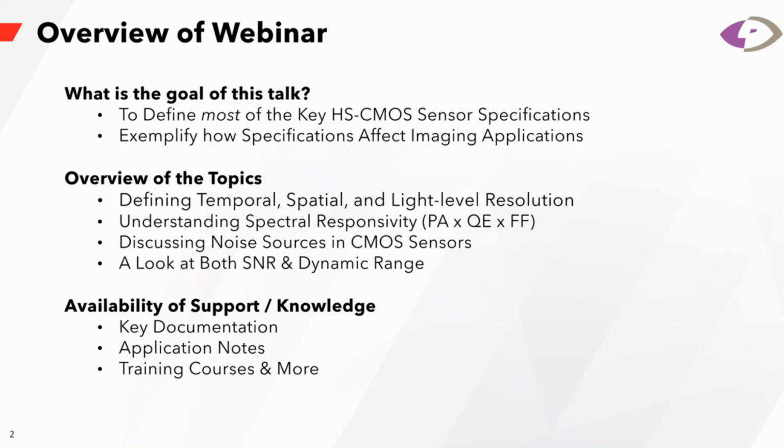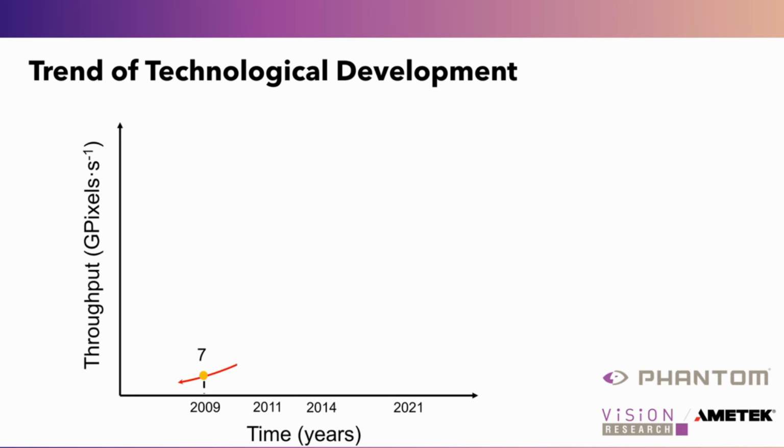There has been a rapid technological development since 2009. If you look at the throughput of an image sensor, and throughput is simply at what resolution you're recording at and frame rate. So for example, a 1 megapixel camera, if it runs at 1,000 frames per second or a kilohertz, it'll have a 1 gigapixel a second throughput. In 2009, we were able to achieve 7 gigapixels a second.